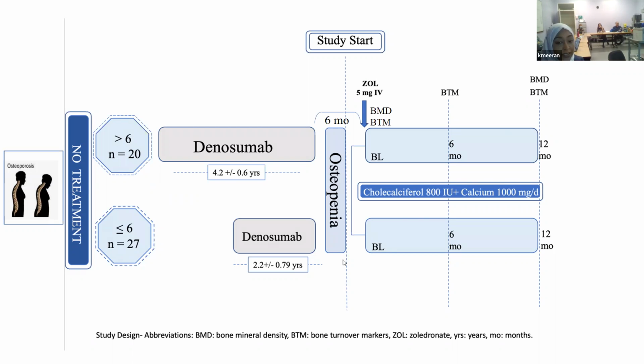Then this is when the study started. 6 months after the last denosumab injection, they received one infusion of zoledronate, 5 milligrams IV. At baseline, they had their bone mineral density, of course, and their morning fasting bloods for bone turnover markers, calcium and vitamin D. Bloods were repeated at 6 months and at 12 months for bone turnover markers. At the end of the study, they had their bone mineral density measured again. Throughout the study, they had normal calcium and vitamin D levels and were on proper replacement. None of the patients received any additional zoledronate throughout the 12 months of the study.